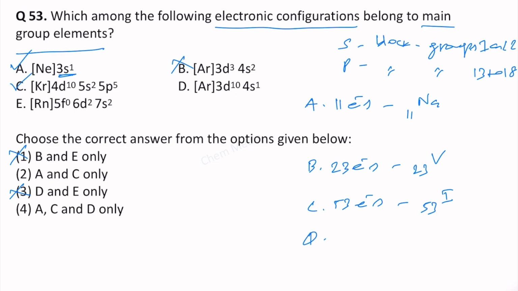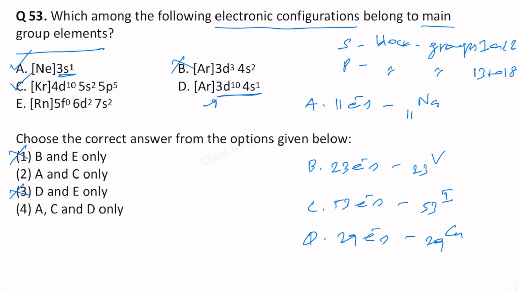And then in D we have argon 3d10 4s1. So 18 plus 10, 28 plus 1, 29 electrons. That means copper because atomic number of copper is 29. This doesn't mean that it is a S block element. It is a transition metal, but because completely filled d orbitals and half filled d orbitals are more stable, we write the electronic configuration this way. Because half filled and completely filled d orbitals will have more exchange energy.